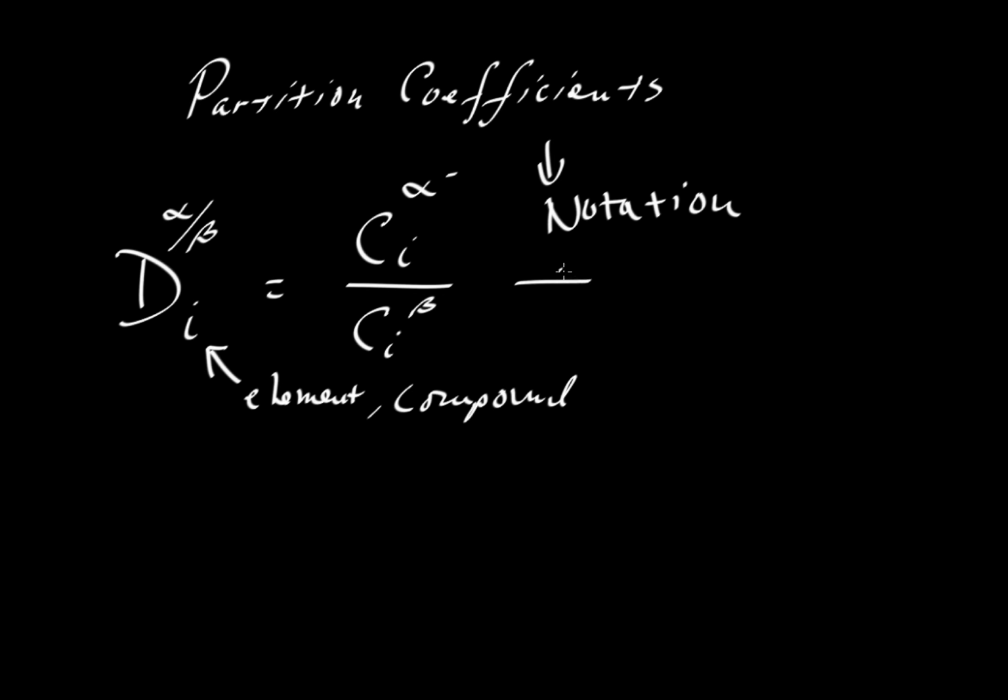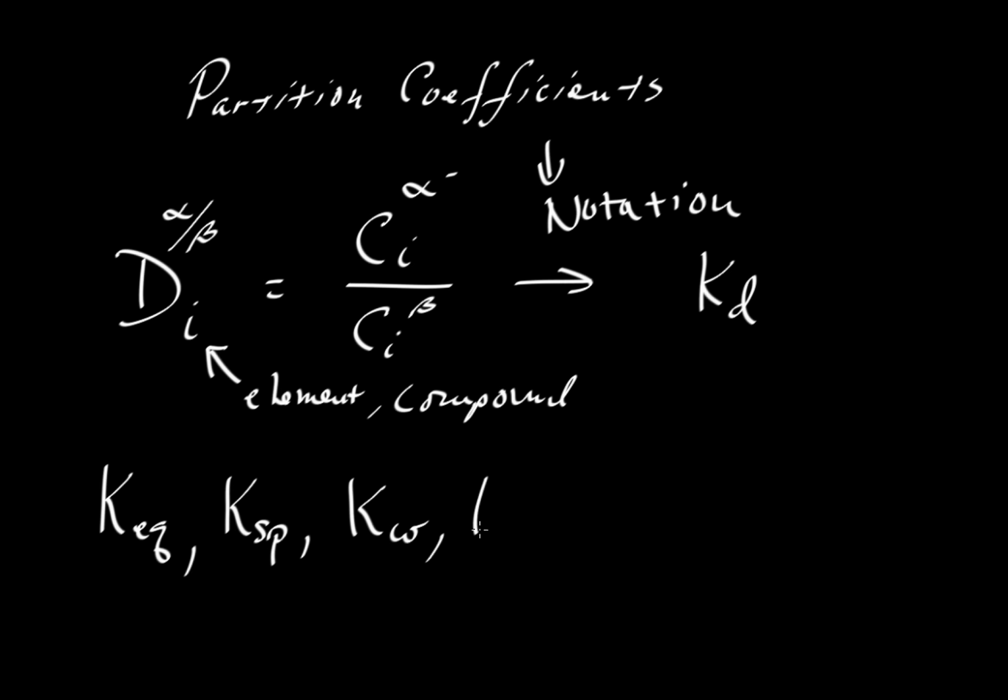If you look at older literature published in the 1970s or 80s or before, you will sometimes see this written as KD. Now this goes along with a collection of other Ks. We have K sub EQ, where we have a formal equilibrium constant. We've talked about that in other videos. And then KSP for solubility product, which we've also talked about in other videos. Then there's K sub W for the dissociation of water, or Ka, the dissociation of acids.